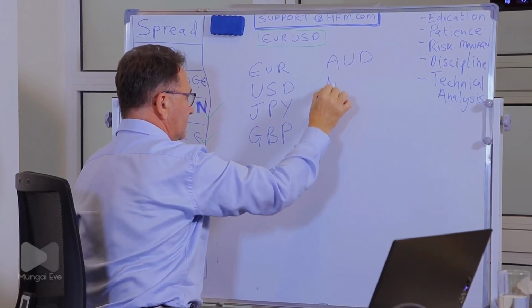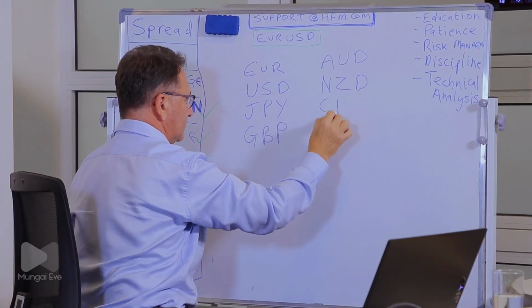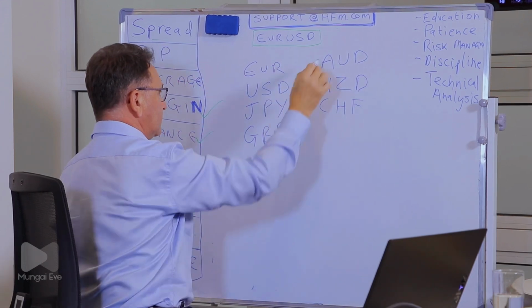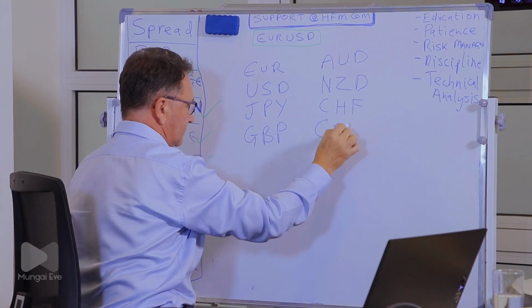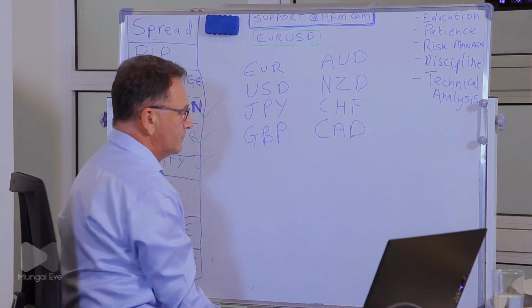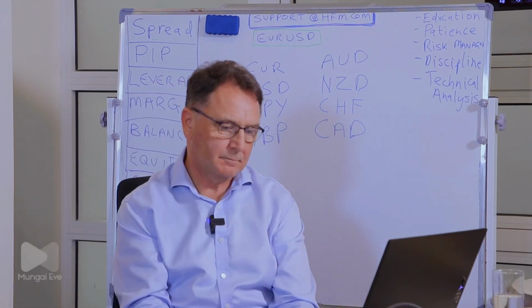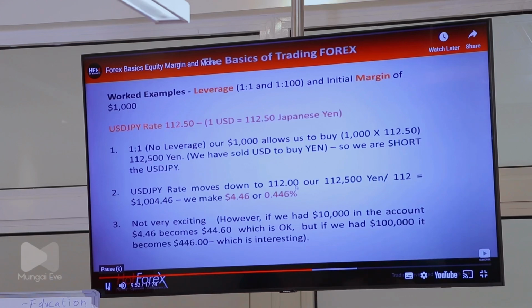So we've used our $1,000 in our account to buy the equivalent in Japanese yen, which at the moment is 112,500. So we've sold our dollars to buy yen. So we're short the USD JPY. Sometime later, so that's our open trade. So sometime later, the USD JPY rate moves down to 112.00.